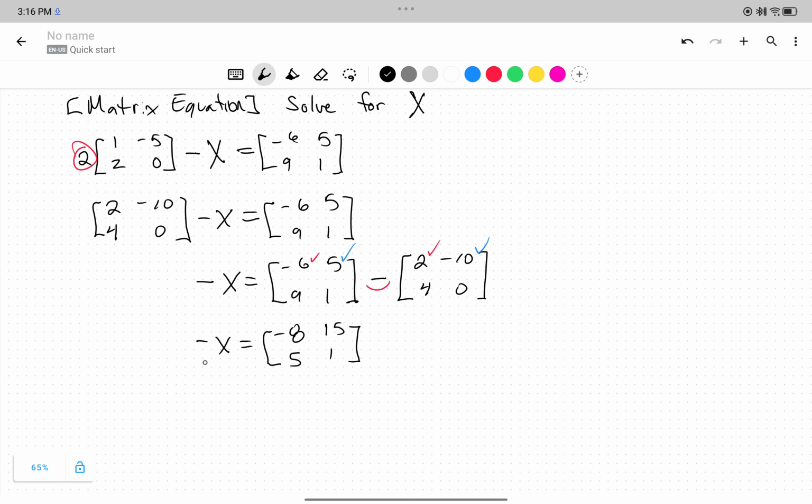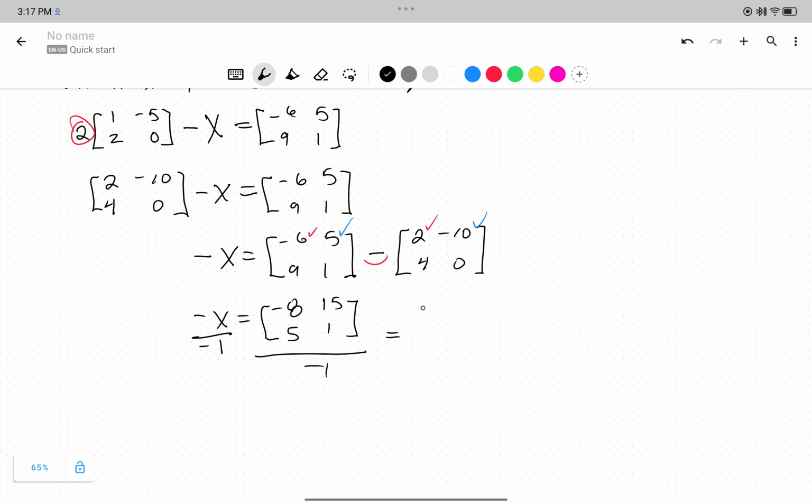Lastly, divide both sides by negative 1. And we said, yes, that's legal because you're dividing by a number, and it's technically scalar multiplication. Distribute: negative, negative, positive, positive, negative, negative, positive, negative, negative. And that's your answer for matrix X.